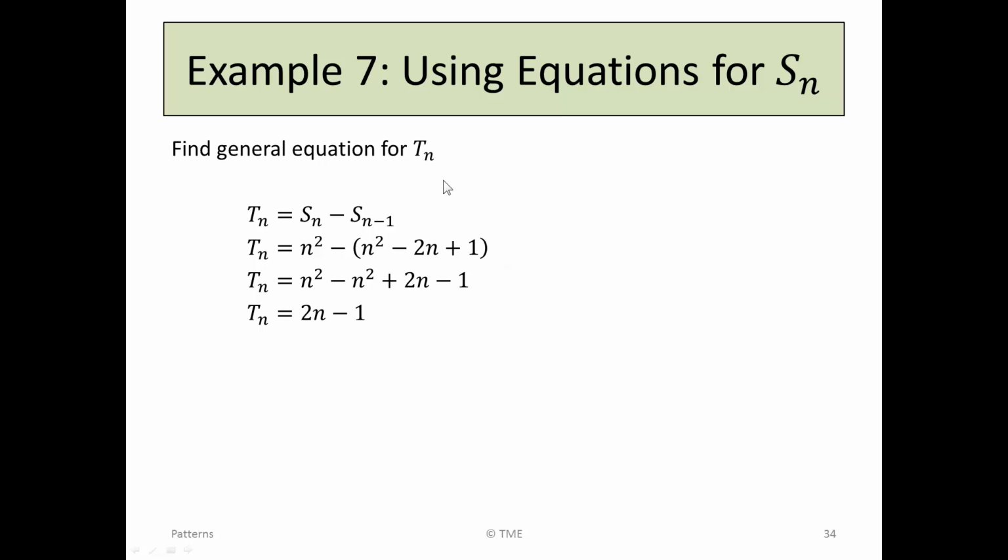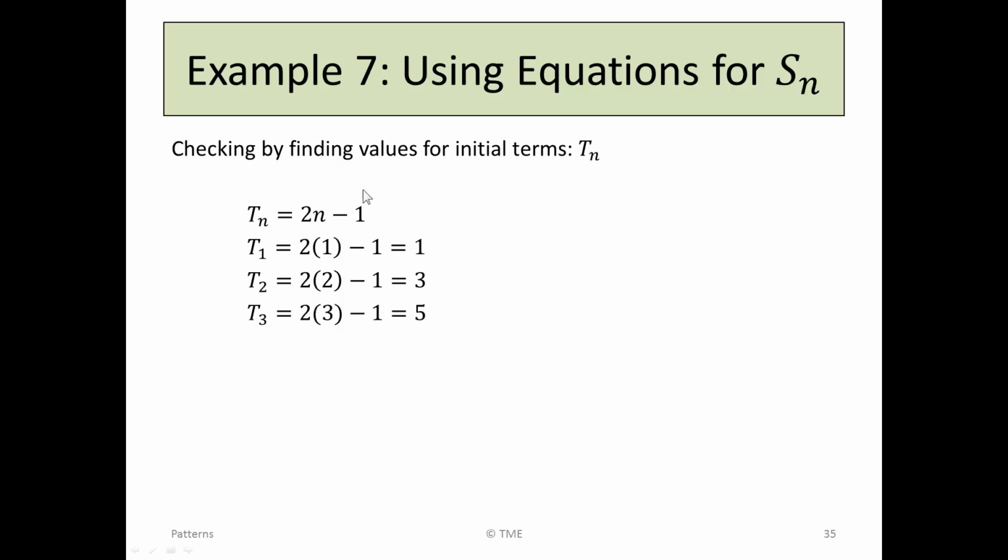So the general expression now for Tn is Sn minus Sn minus 1, or n squared as we were given, minus the value we've just calculated for Sn minus 1, n squared minus 2n plus 1. So multiplying the minus into the brackets, we get n squared minus n squared. Minus by minus makes that a plus 2n, and minus by plus makes it a minus 1. The two n squareds cancel. We're left with 2n minus 1 for Tn.